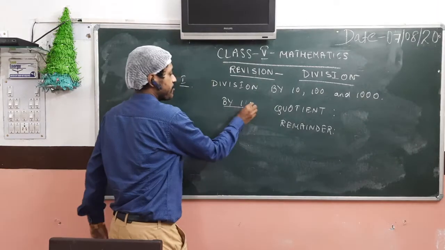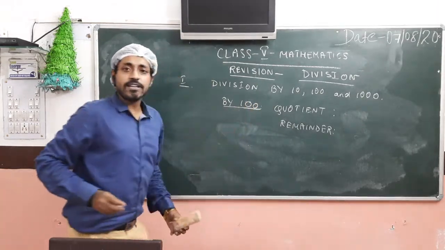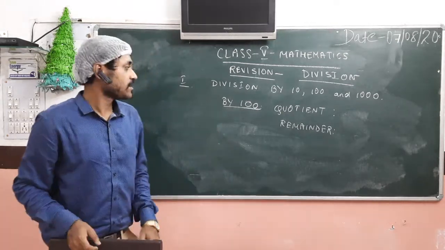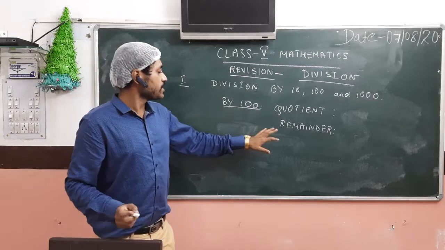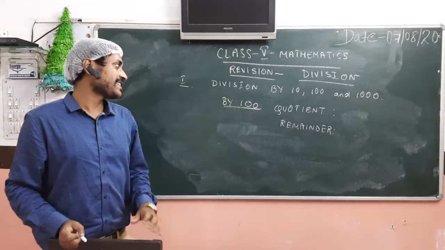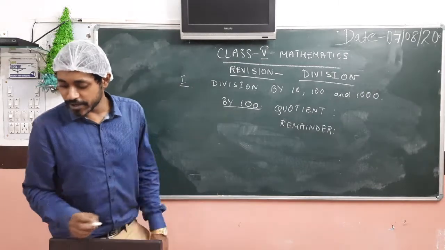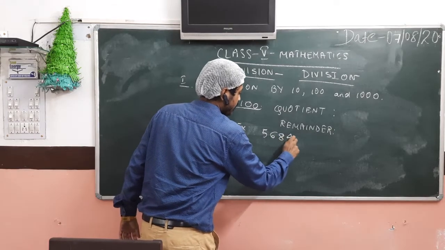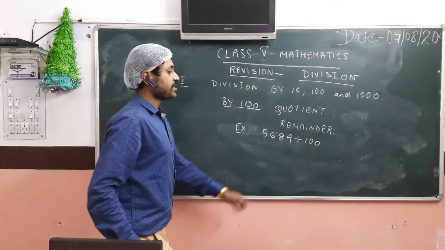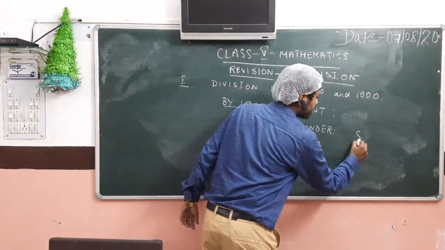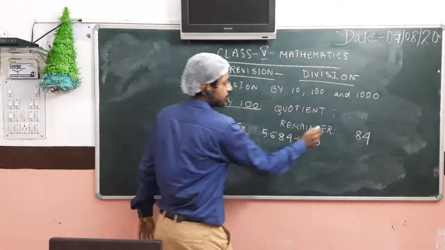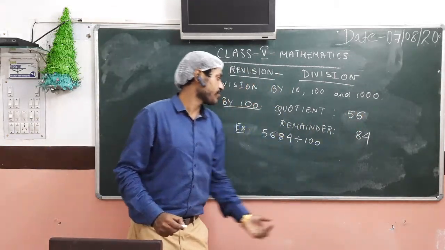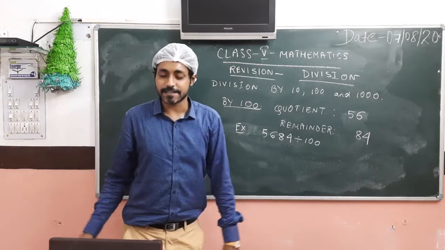Next, we do division by 100. Similarly, in 100, the remainder will be the digits in the units place and the tens place, and the quotient will be whatever is left. For example, we take a number 5684 divided by 100. So therefore, the digits in the units place and the tens place will be the remainder, and the quotient will be whatever is left of the original number. So therefore, since 84 has already been considered in remainder, the quotient will be 56.